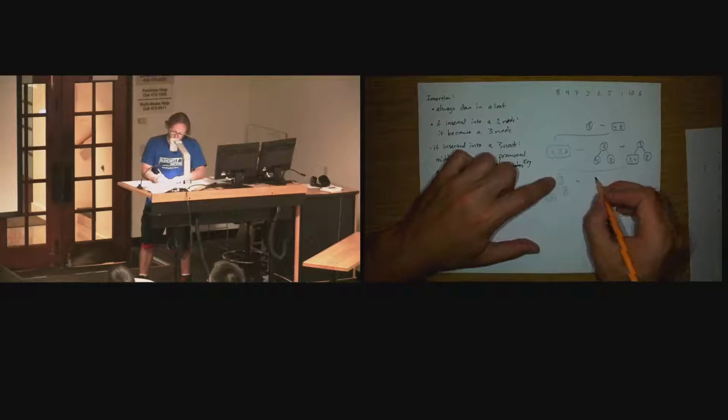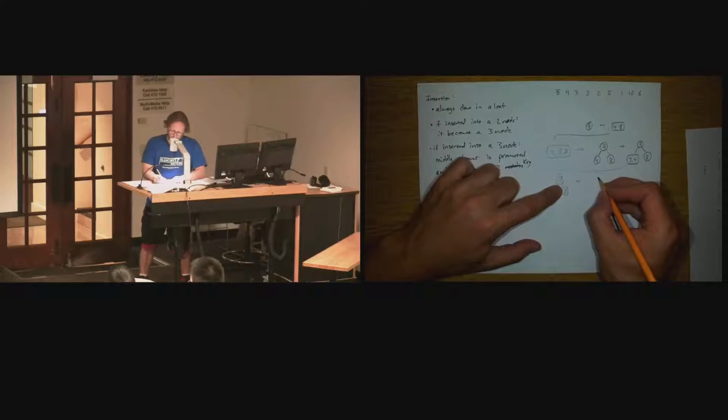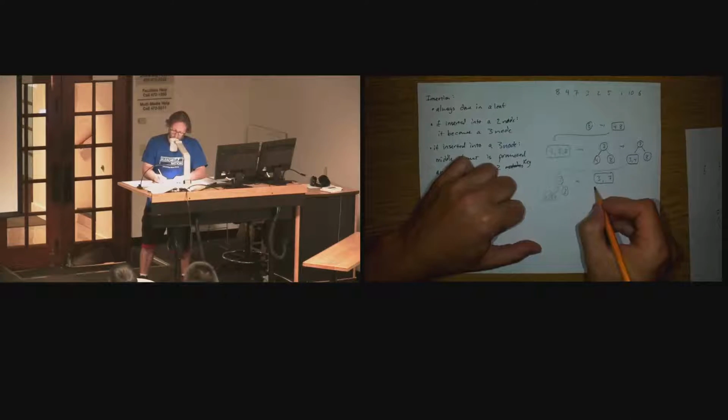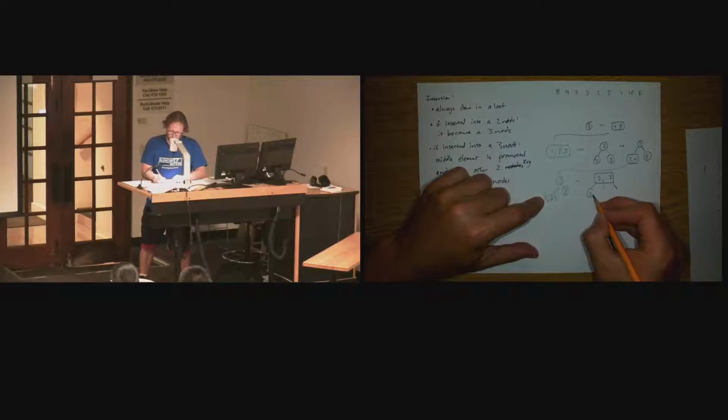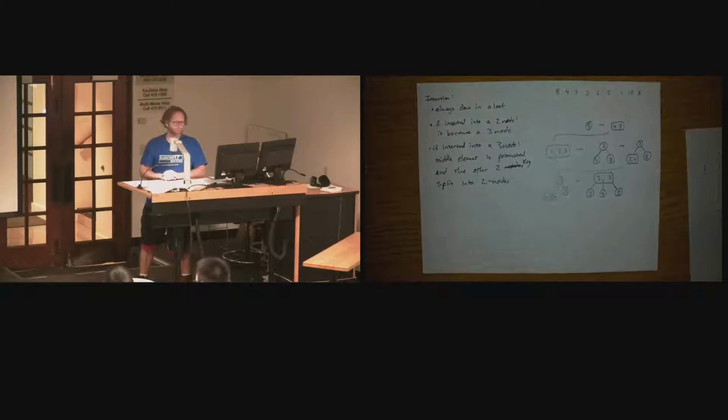So what does that look like? 3 gets promoted up here. That 2-node becomes a 3-node, 3 and 7. And then we've got over here, here, and here. Remember, 2 and 4 get split up into 2 nodes. So 2, 4, and 8 remains unaffected over there.